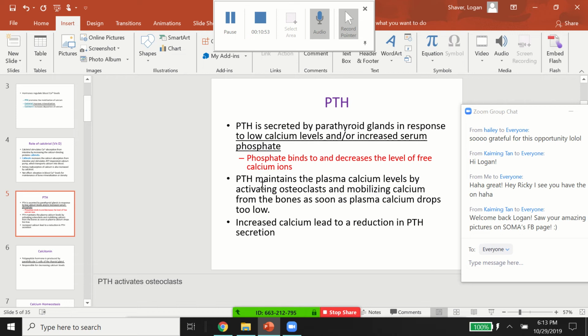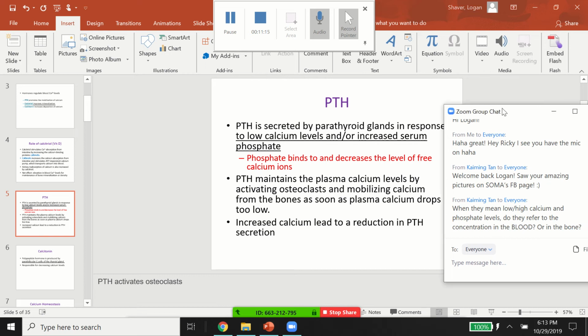But anyway, so PTH goes on to detail how exactly it gets calcium from bone. It does this by activating osteoclasts, which is going to be basically taking calcium from bone by breaking it down, essentially. As soon as that calcium level drops too low, it's going to be doing that process. Okay.